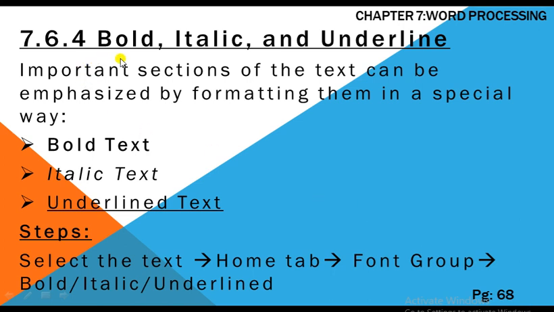Then you can bold, italic and underline the text. Important sections of the text can be emphasized by formatting them in a special way. Bold means the text appears a little darker. Italic means the text will appear a little tilted towards the right side. And underline means your text will be underlined. You can apply these options to your text.